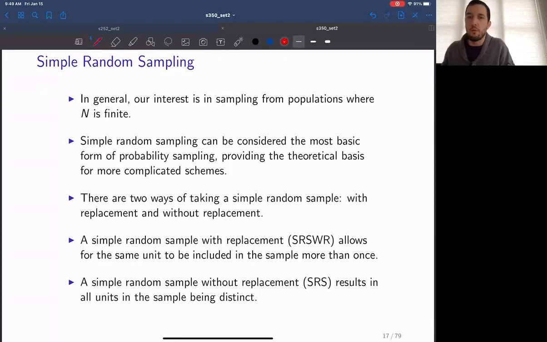The simple random sample without replacement is a protocol where every single observation in the frame has the same probability of being selected, but you can only observe each element once. So the simple random sample without replacement would never have repetition of any element within the samples that it can produce. So it follows that an SRSWR is going to give you more samples than an SRS, period.